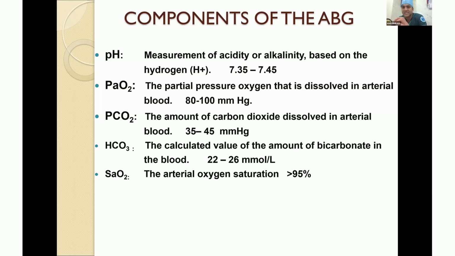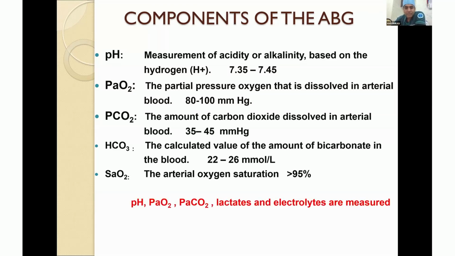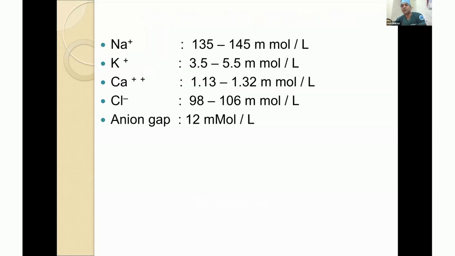So if we know that pH is 7.34, that means the patient is acidic or there is acidemia present in the body. In the same way, if the patient's pH is 7.46, the patient is alkalemic or alkalemia is there in the body. Now, pH, PaO2 and PaCO2 along with lactates and electrolytes are the measured values in the ABG that we normally measure. But one variable that can be measured or calculated is the bicarbonate value. The other thing is that it does tell us about the electrolytes also.